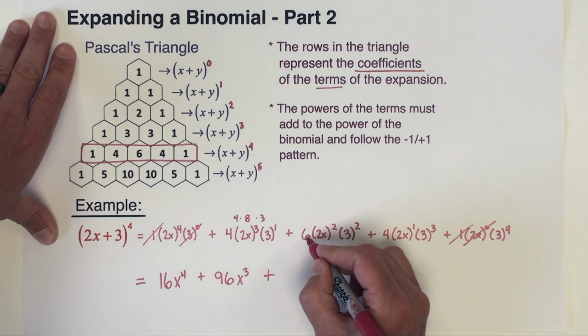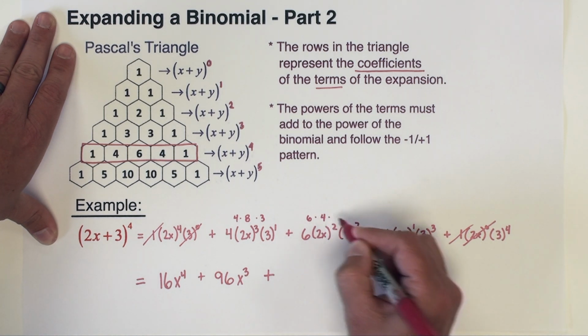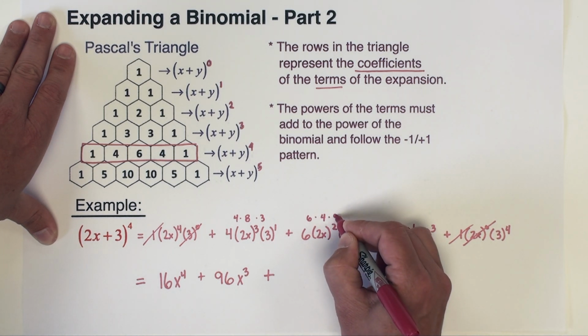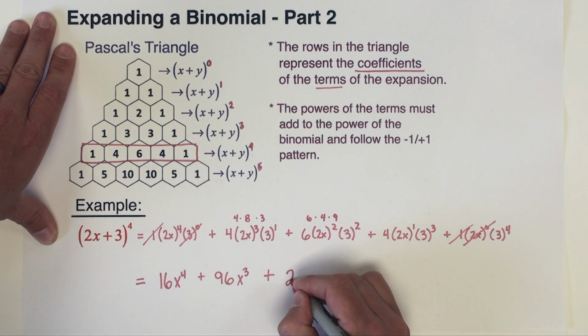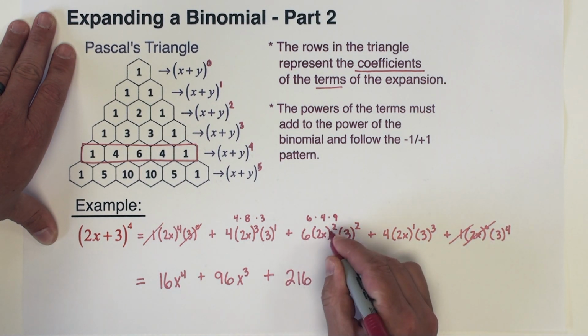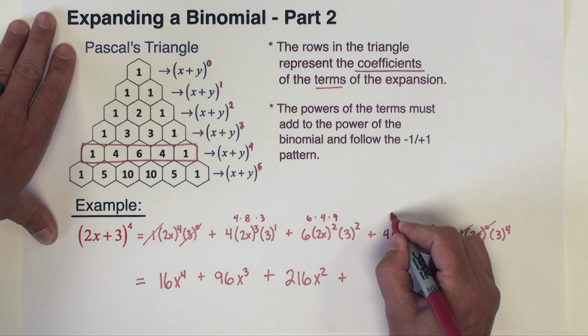Next term, I have 6. 2 needs to be squared, which makes it 4. 3 needs to be squared, which makes it 9. So 6 times 4 times 9 is 216. The x is squared.